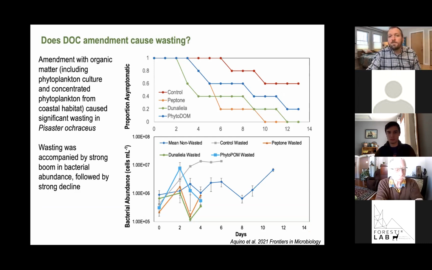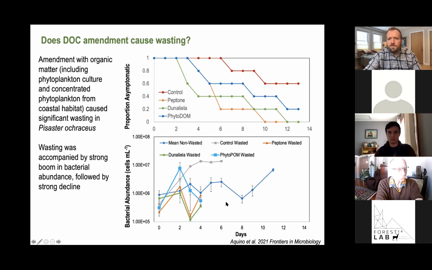We also collected phytoplankton from the area by filtering large volumes of seawater onto a filter and resuspending it. And what we found is that in all of these cases, the addition of organic matter of various different forms resulted in faster wasting compared to controls. So this kind of gave us some evidence that it is related to organic carbon.